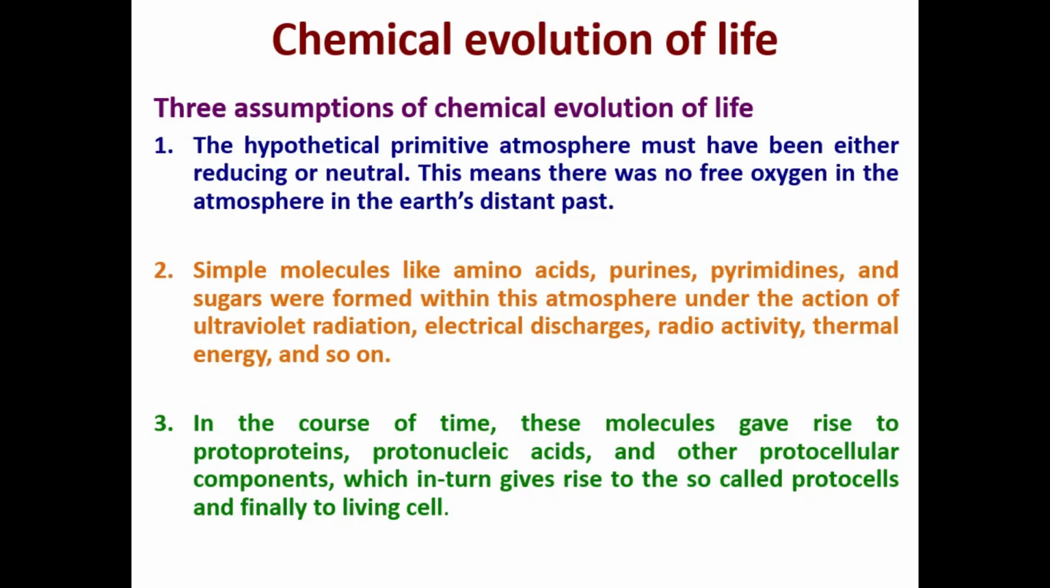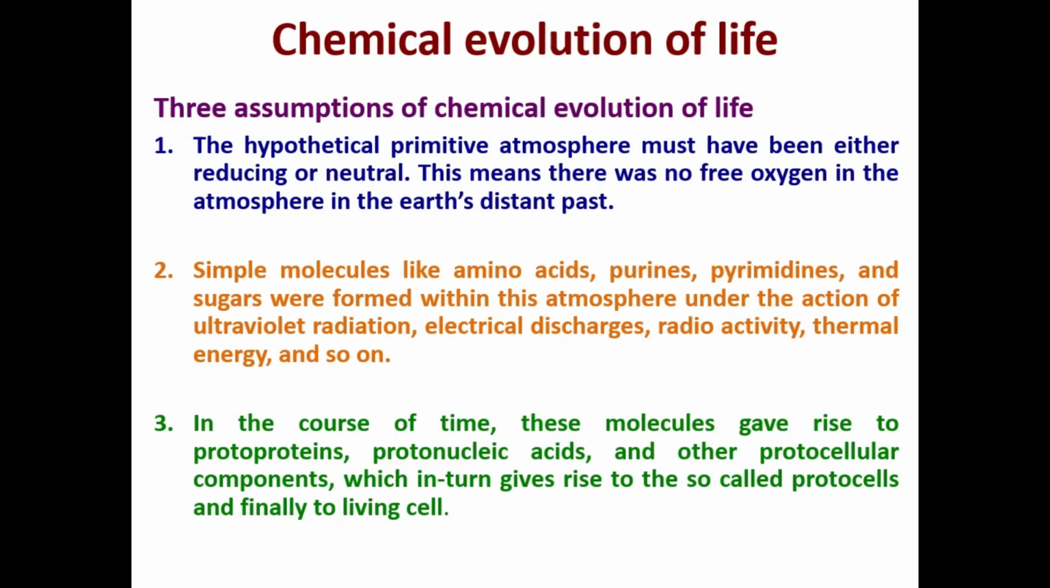The third assumption is that once these molecules are formed, they gave rise to protoproteins, the primary proteins, and also protonucleic acids and other protocellular components, which later turned into the so-called protocells and finally into living cells. These are the three assumptions that were the basis for the chemical evolution of life.